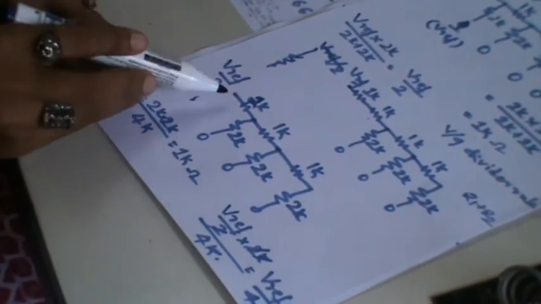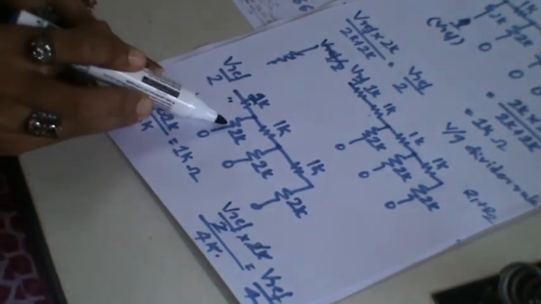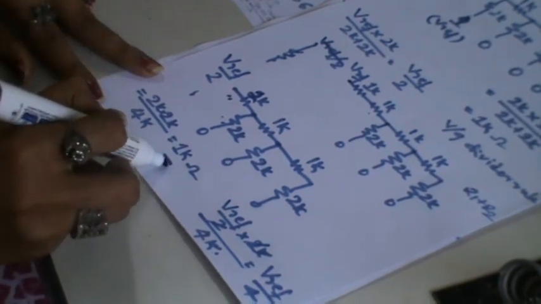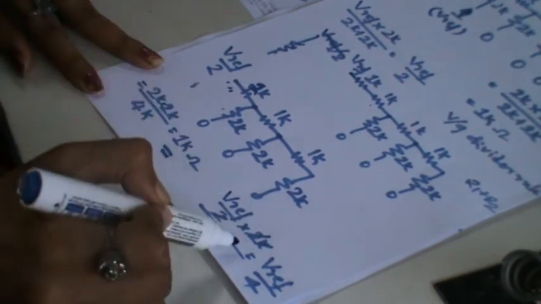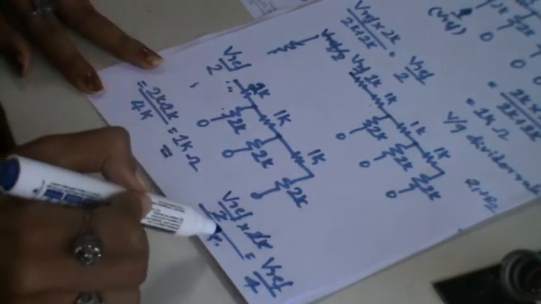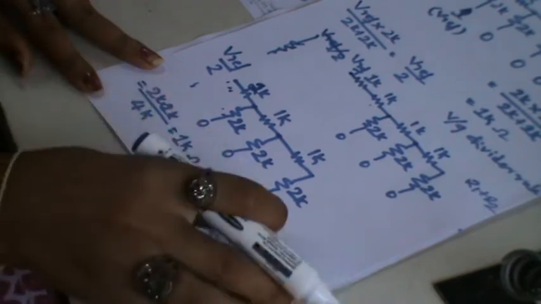Again, the rest of the circuit. So now what I have to do? Again you have to simplify the circuit. This 2 kilo ohm and this 2 kilo ohm are in parallel. Again you will get 1 kilo ohm. V reference by 2, opposite resistance is 2 kilo ohm, divided by 2 kilo ohm plus 2 kilo ohm, that is the total resistance. You will get V reference by 4. So again V reference by 4. Parallel circuit, you will get 1 kilo ohm as the total resistance. Another 1 kilo ohm, they are in series. When you add it up, you will get 2 kilo ohm.